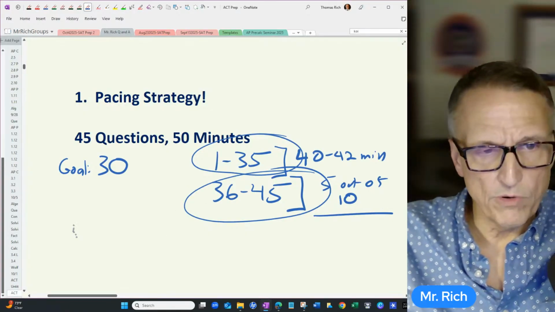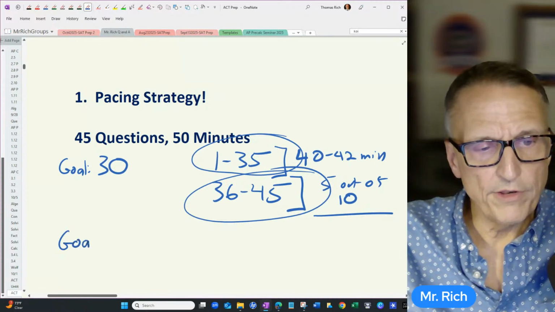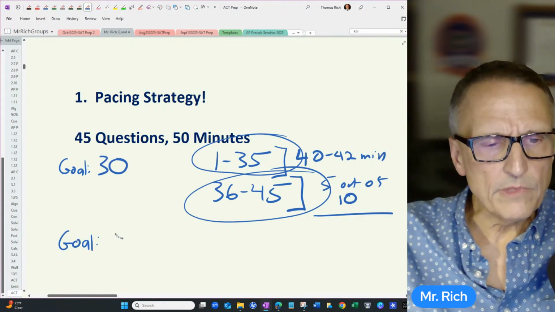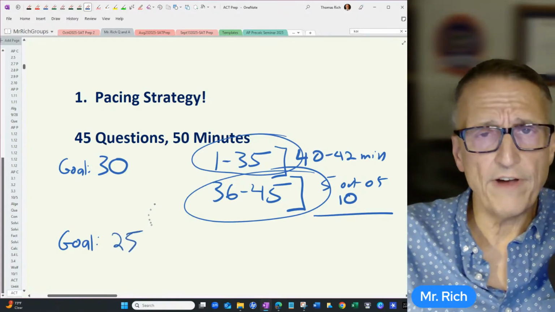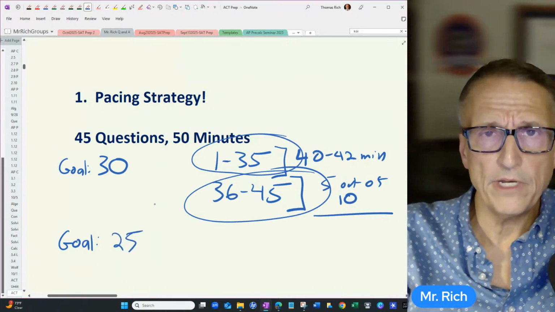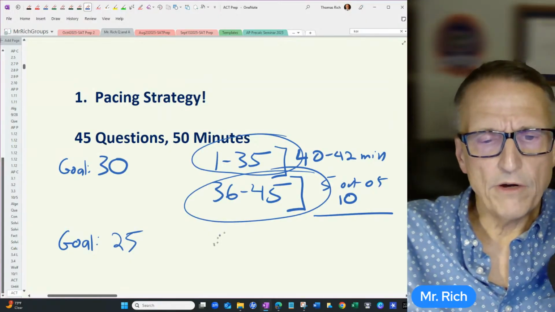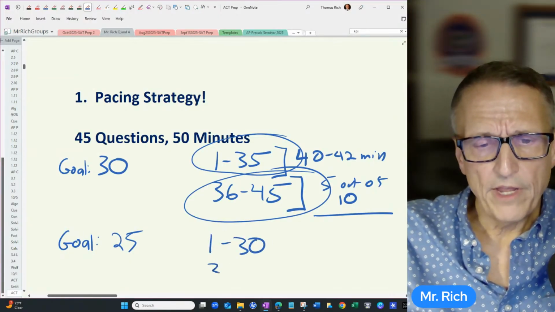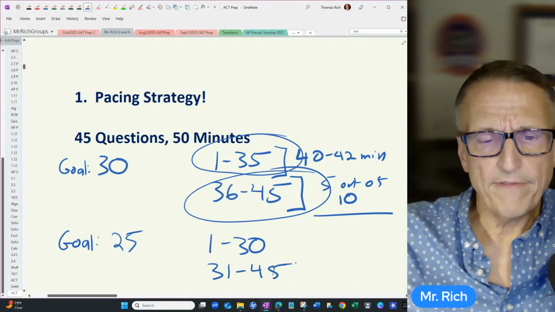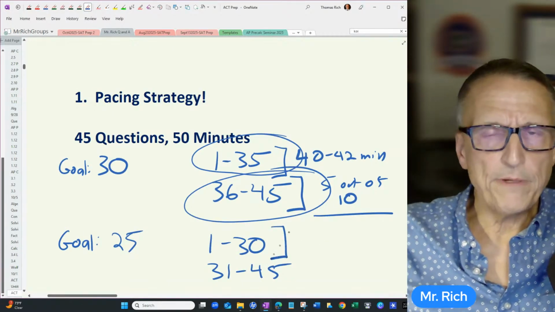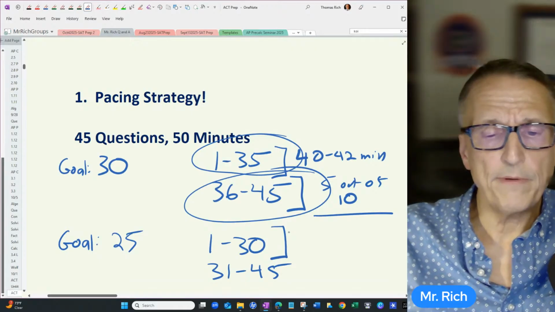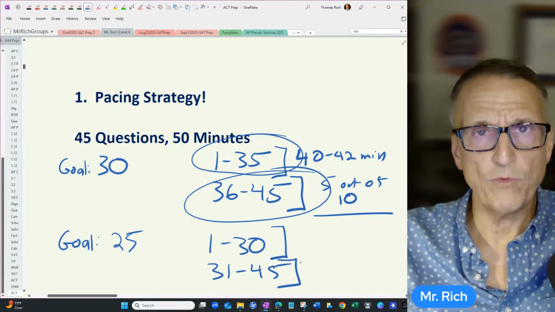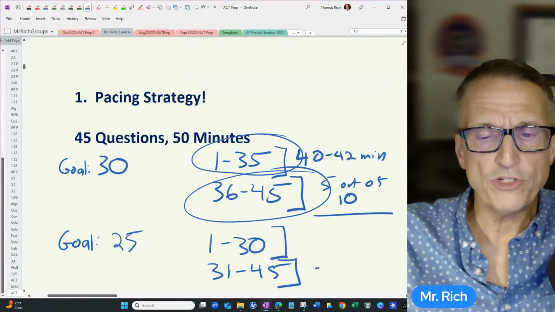Now, if your goal score is a little bit lower than 30, suppose you're in the upper teens, low 20s, and you're just trying to get to a 25 or a 26, maybe into the mid 20s, then I would break it up into questions 1 through 30 and then 31 through 45. And your gains are going to be made in those first 30 questions. You're not going to be making your significant gains by doing better on the 31 to 45 questions, right? So these are going to be the more challenging ones for you.